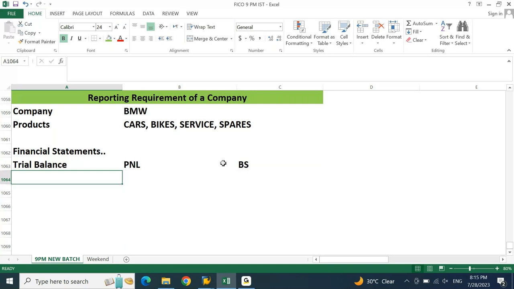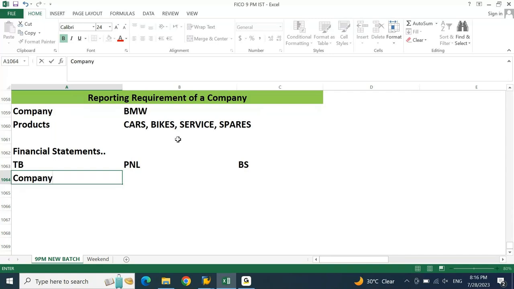Let me put TB. I'll not put full forms, because in the real environment, when you're working with any client or any user, everybody will use a shortcut only: TB, P&L, balance sheet. Now, when you're generating a trial balance, do you want to look at the trial balance as a whole, which means at company level?